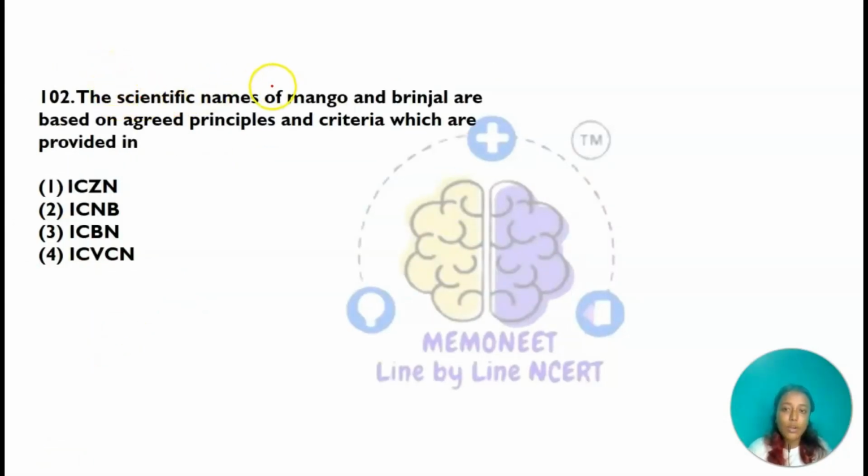The scientific names of mango and brinjal are based on agreed principles and criteria which are provided by which of the following organizations. Now the answer to this question is ICBN, which is the International Code for Botanical Nomenclature, as we are concerned with mango and brinjal. The other options are the International Code for Zoological Nomenclature, which is applied to animals. The next option is the International Code for Nomenclature of Bacteria, which is applied to bacteria. And the last one, ICVCN, is applied to viral classification and nomenclature. So the correct answer to this question is option 3. Let's move on to the next one.